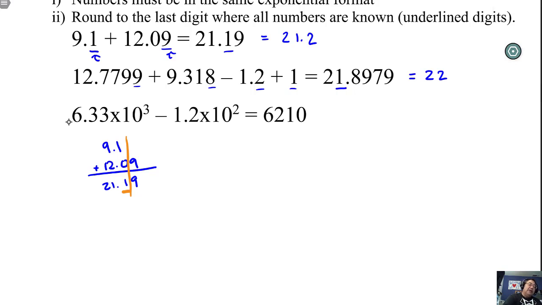Now, it becomes trickier when you have exponents. And when you have exponents, what you have to do is to get them to the same exponential notation. Typically, that's getting it to 10 to the 0. So this number will become 6330. That's the last significant figure in that number. And then the 1.2 times 10 to the 2, that's going to be 120, like this.